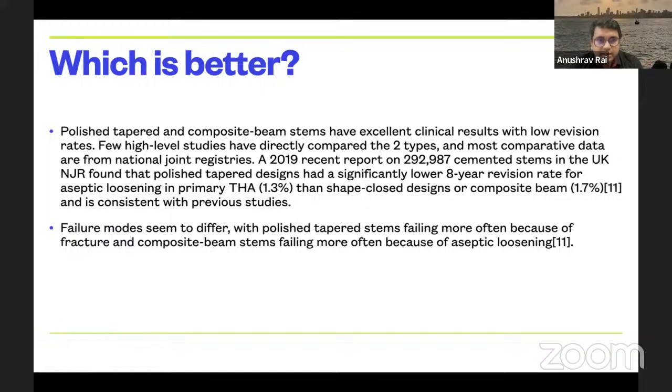So what is better? Ideally speaking, both give almost similar 20-year failure rates, slightly better in the type 1, but the type 1 has a significantly lower 8-year revision rate. A 2019 study comparing 292,987 hips found the shape closed design had 1.7%, and it is consistent with the previous studies. The failure modes seem to differ, with polished tapered stems failing more often because of fracture and composite beam stems failing more because of aseptic loosening.